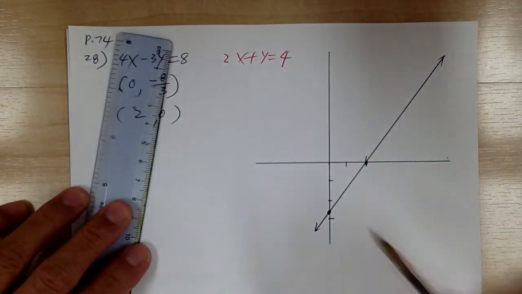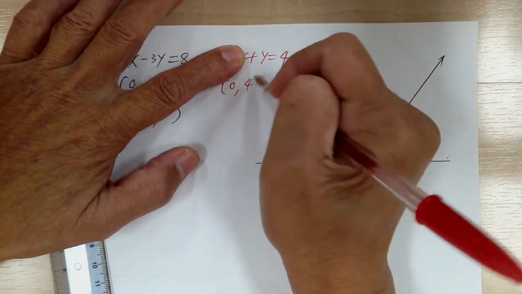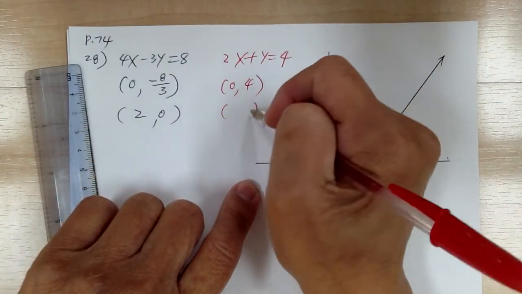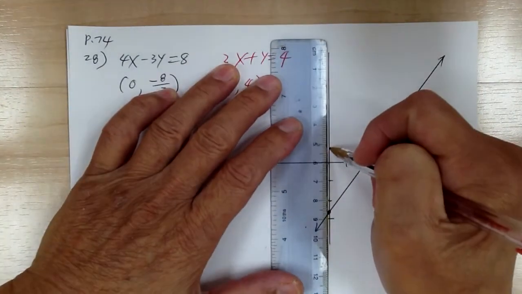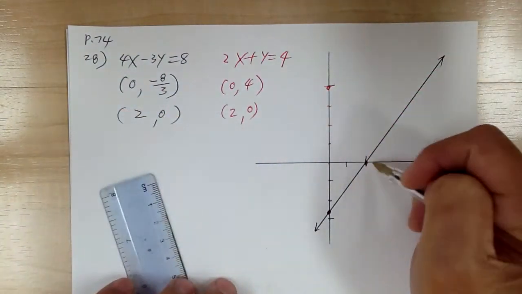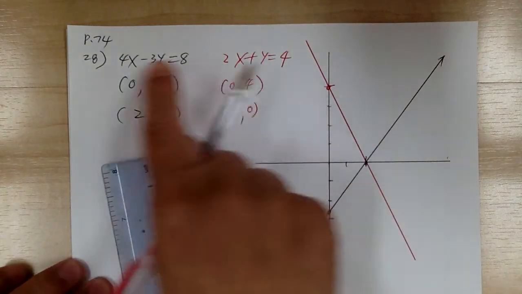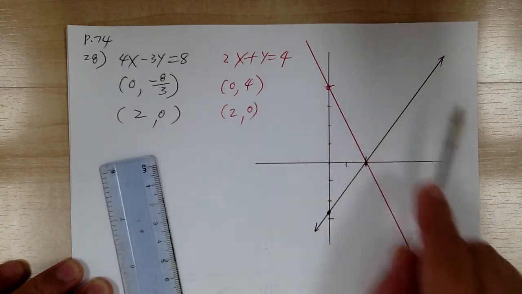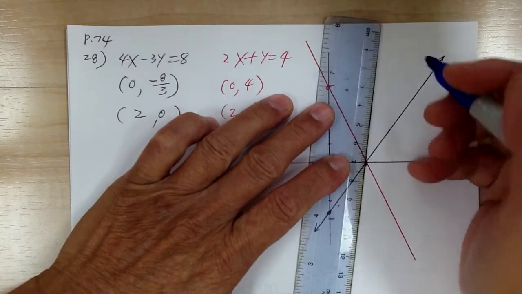And for the red line, you set x equal to 0, then y will equal 4. If you set y equal to 0, then x will equal 2. Okay, so (0, 4) right over here, and (2, 0) right over here. The reason you want to sketch the graph is so you can see where the acute angle is. So here's your acute angle. Okay, so let's go and draw the angle bisector.